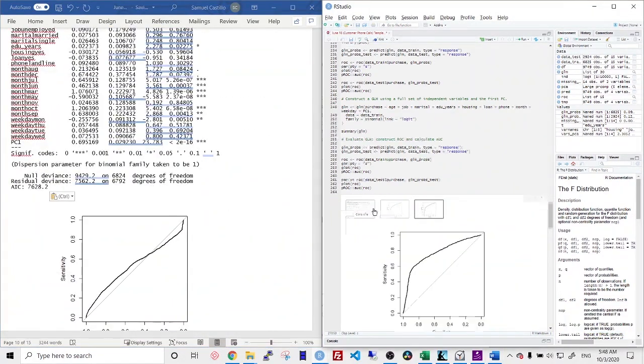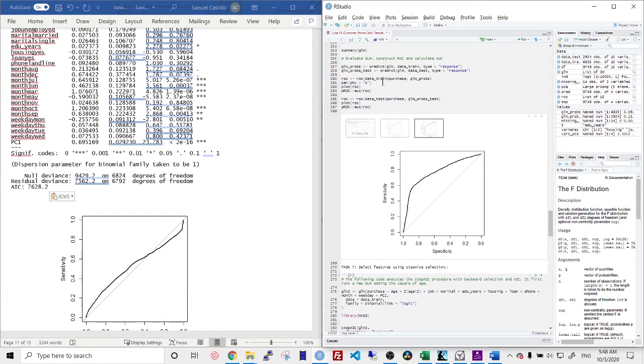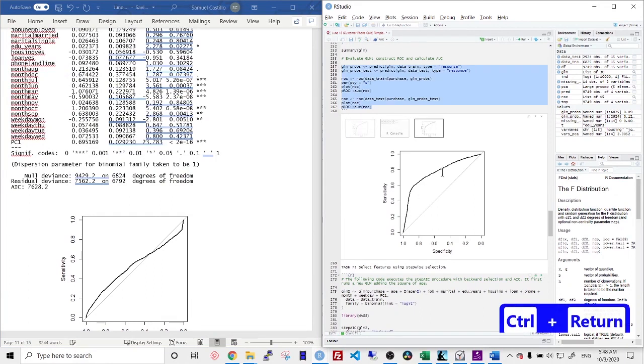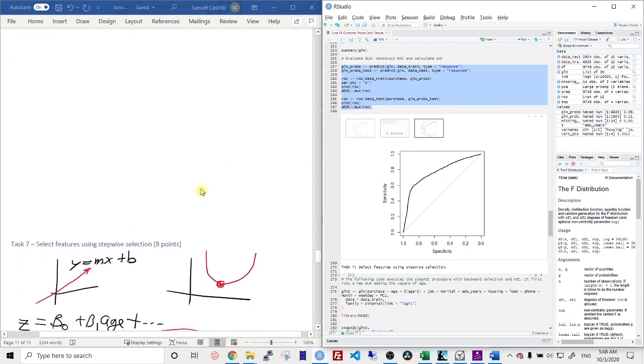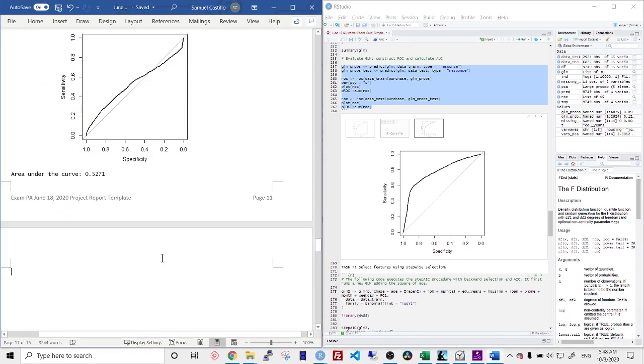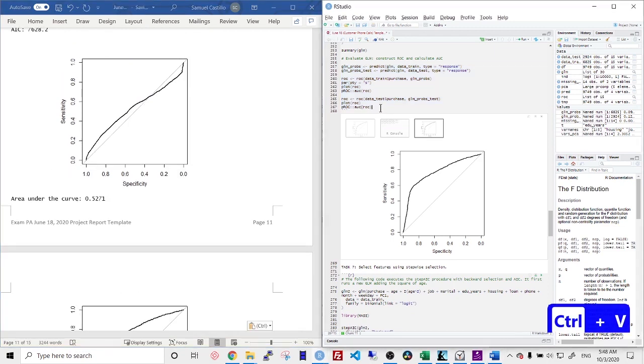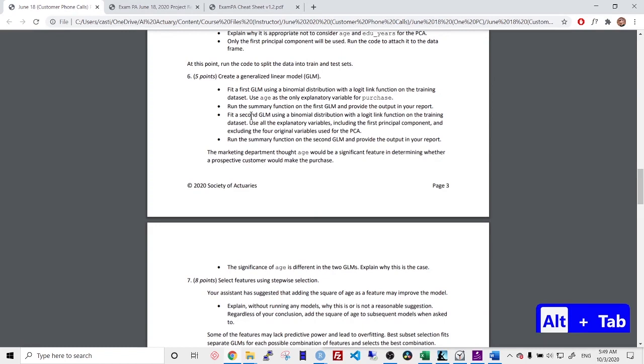And I also want to get the AIC value. And I can see that this AUC curve is much steeper than the earlier one, which is good because I would expect it to be, because it's using all of the predictors. And then I need the actual AUC value. Okay, and they said fit a second GLM, use all the explanatory variables, including the first PC, and excluding the 4 original variables. And then run the summary function of the second GLM and provide the output.